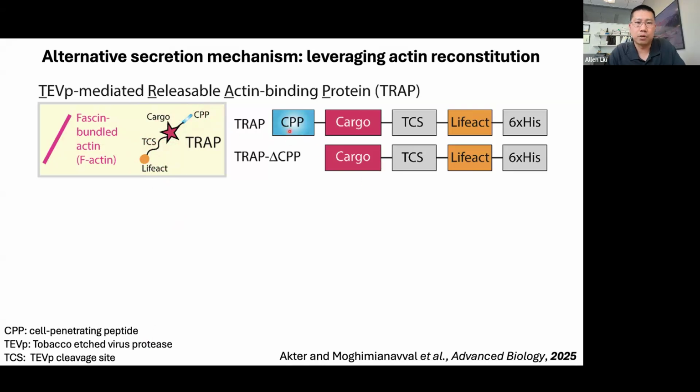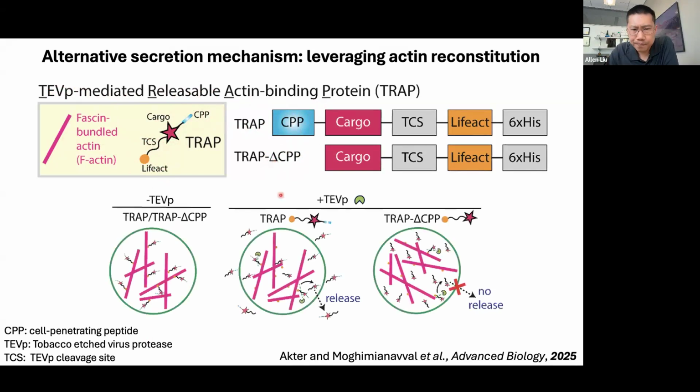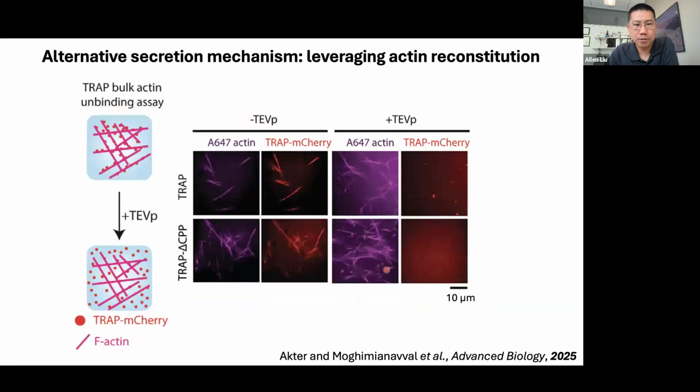We call this TRAP, which stands for TEV-mediated releasable actin-binding protein. We generate a delta CPP version, which should be retained in the synthetic cells. If you don't have TEV protease, the cargo remains bound to the actin. If you incorporate TEV protease, it allows the release of the TRAP cargo because of the CPP. If you remove the CPP from the cargo, we expect no release from the synthetic cells.